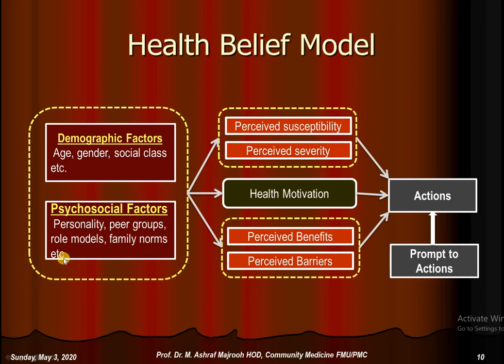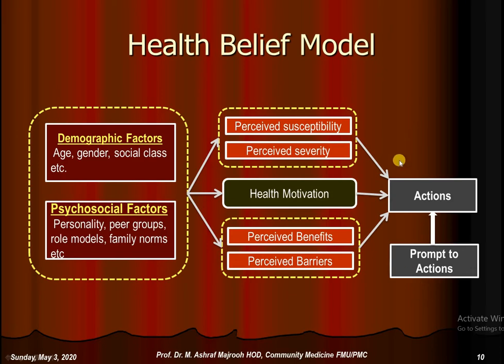The other psychosocial factors, the personality, peer group, role models and family norms, also alter the perceptions regarding susceptibility, severity, perceived benefits and perceived barriers. So for all these we need health motivation, and that may lead to the desired actions, and the prompt signals are also required in this model.